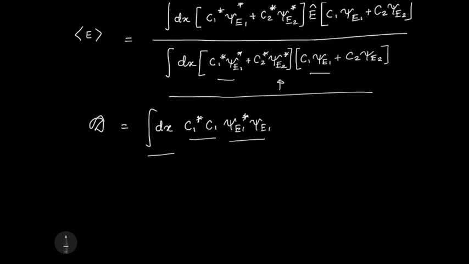So this will give me mod C1 squared. Then I will get another term. I will just write two terms here, the rest you can write. So C1 star, and then I will get C2. So this one and this one: psi E1 star psi E2.